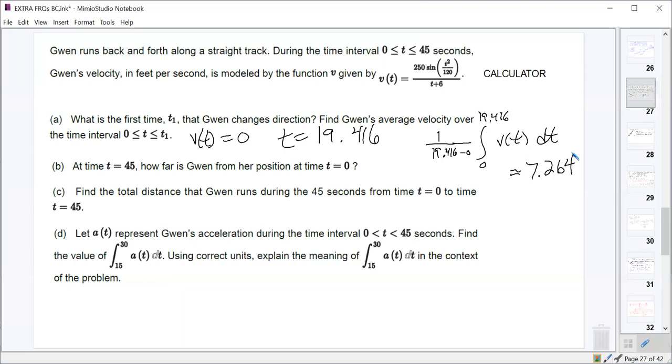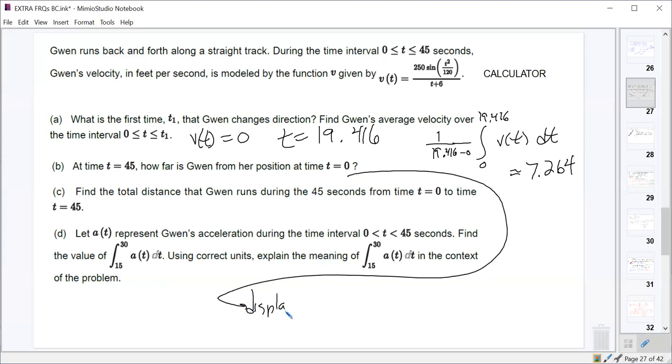All right, for part B, we want to know how far she is away from her position at t equals 0. Well, to find the displacement, because that's how far she is from her position, displacement ought to be the integral from 0 to 45 of the velocity function. And so let me just change my limits here real quick. Looks like that comes out to be 116.538. Everybody good with the setup for that?